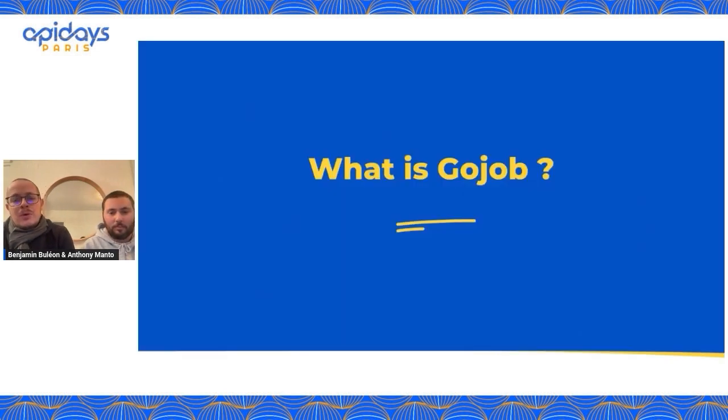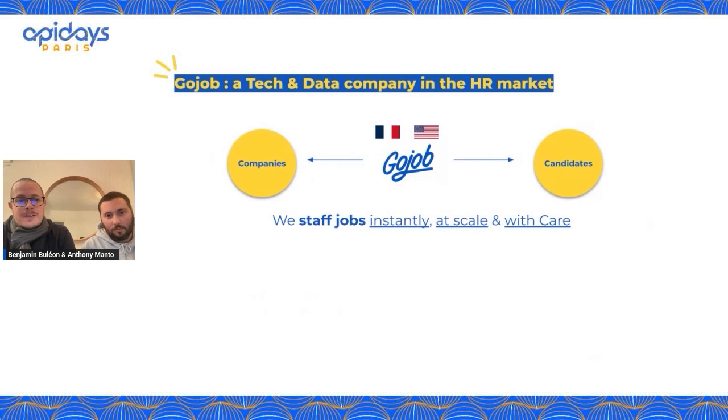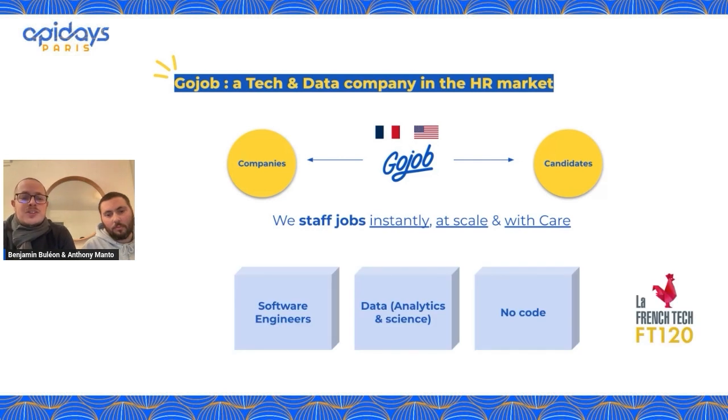And as Anthony said, we both work for GoJob now. So what is GoJob? I will introduce the company in a few words. GoJob is an HR platform. Its aim is to make the link between companies and candidates. It's a French company, and we started to develop our business in the US 2 years ago. Our mission is to staff jobs instantly at scale and with care. And to do this, we rely on a strong tech team composed of software engineers, data analysts, data scientists, and a no-code team. And we're also part of the French Tech.